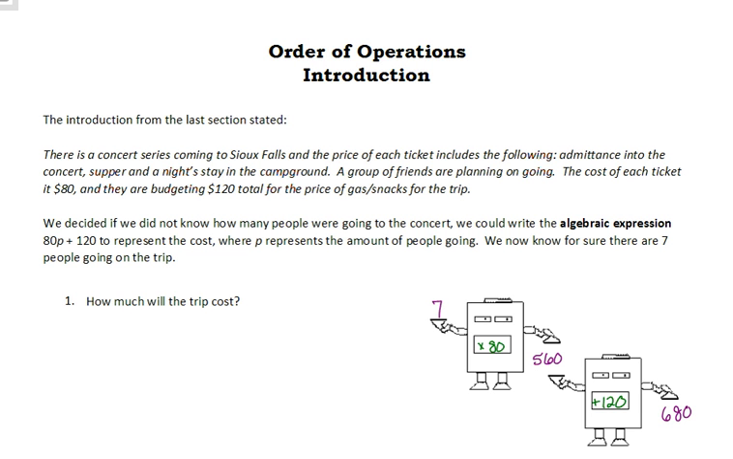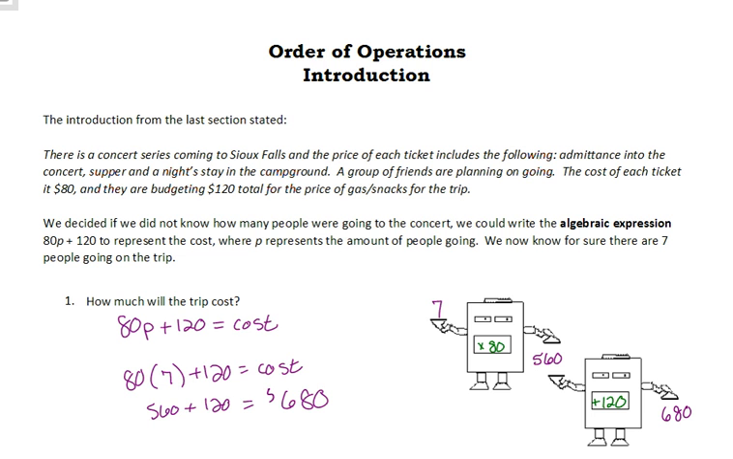So the way that we can visualize it dropping through our machine, algebraically, we started with the expression 80p plus 120. We understand that that equals the cost of the trip. Now we're going to take that 7 and substitute it in for our variable. So now instead of p, I'm going to put a 7 there and add that 120. And to evaluate it, I know that 560 plus 120 equals $680.